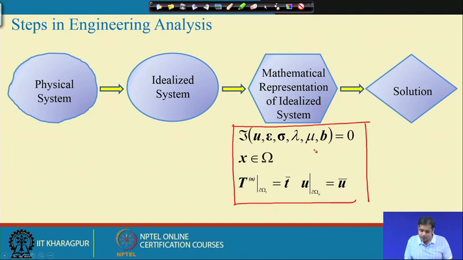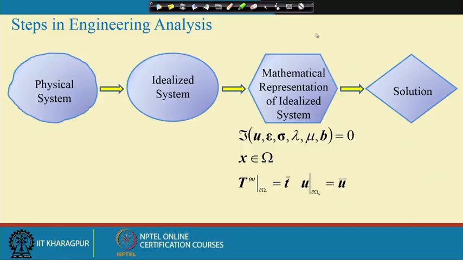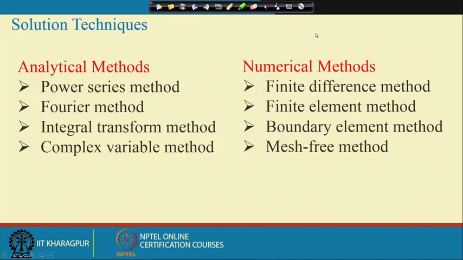Okay. Now, once we have this mathematical representation, next is the solution of these equations. Let us see what techniques we have for the solution of these equations. Now, broadly these techniques can be classified as analytical methods and numerical methods. There is another method called approximate method, but I am not putting it in a separate category. So, analytical methods are those where a closed form solution is available.